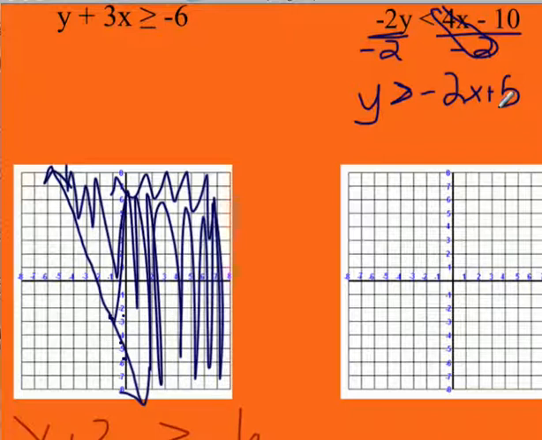So what I want you guys to do is to go ahead and graph this. Notice that you're going to have a dotted line and the alligator's opening towards the y, so you're going to be shading up. So I do want to see a completed note sheet in order to get your homework.